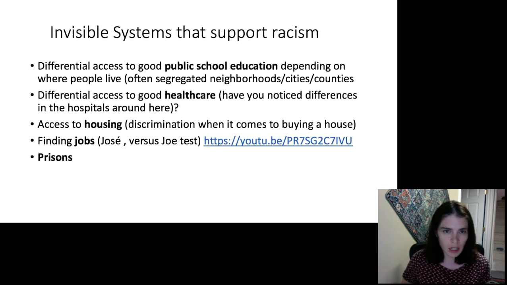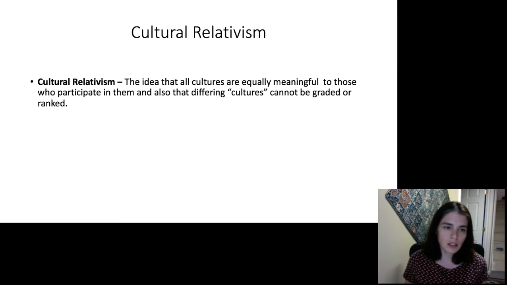In the book, he has discussed other systems that support racism: public school education, healthcare, housing, jobs. I'm not going to get into that now, but I think it's important. And finally, I just wanted to mention a couple things about how this connects to my own research and how it connects to anthropology. So one of the key things I teach students is the idea of cultural relativism.